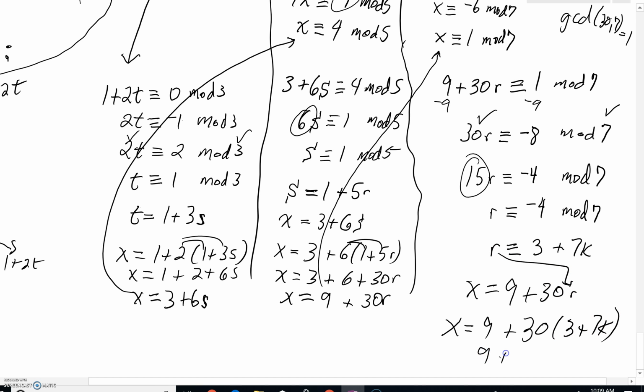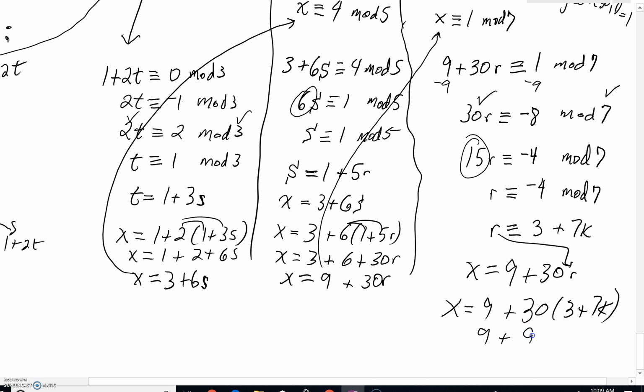Well, let's clean it up. 30 times 3 is 90. 30 times 7 is 210k. So what do we have? Our final answer, 99 plus 210k. This right here is our solution.